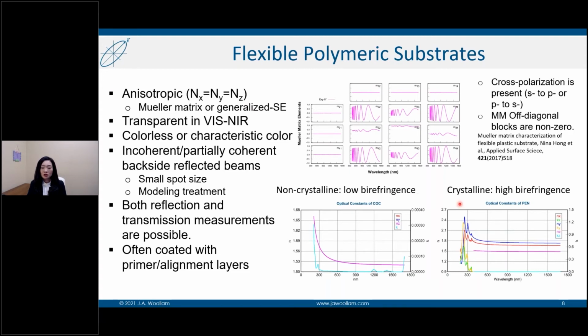And depending on the crystallinity of the polymer during the polymerization process, some polymers are close to still isotropic, as you can see from this COC optical constant, while others are highly birefringent. For example, the well-known PET or PEN or polyimide substrates.